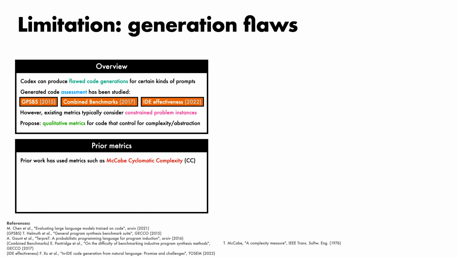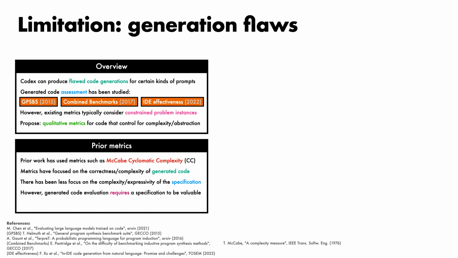In particular, most metrics have focused on the correctness and complexity of the generated code, while there has been less focus on the complexity and expressivity of the specification itself. However, evaluating generated code requires a specification to measure against if it is to be valuable. Here, the Codex authors note the recent call from O'Neill and Spector for the research community to develop principled benchmarks and grand challenge problems to drive progress and enable scientific rigor when comparing methodologies.